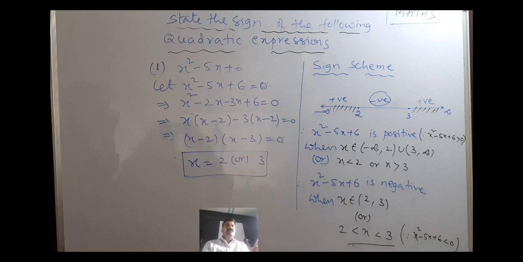Okay, in this way we can discuss the sign of any quadratic expression. It involves only two steps. Step 1, find the roots. Step 2, apply the sign scheme. So clearly, in between the roots it is negative, and in the first part and last part it is positive.